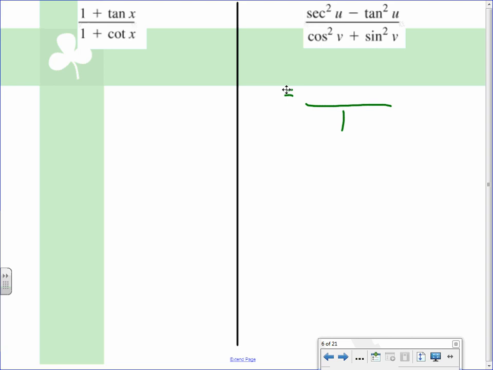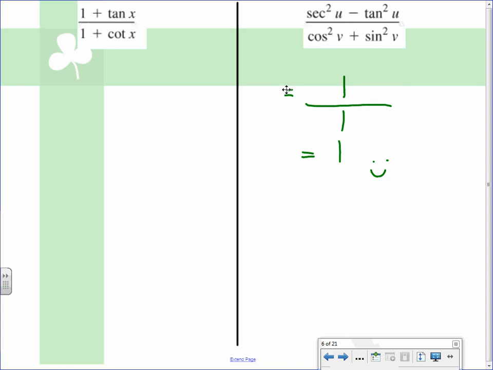Cosine squared plus sine squared. Oh, we're doing the one on the right first. Top is also 1. Secant squared minus tangent squared, on your paper, it's 1. Come on, guys. Correct. See? More easy.